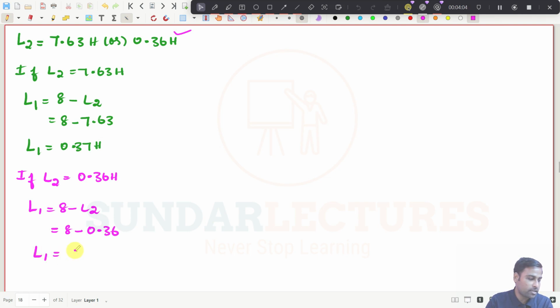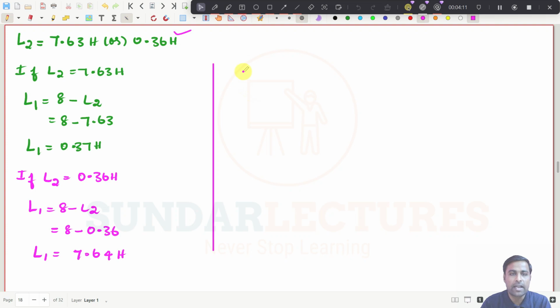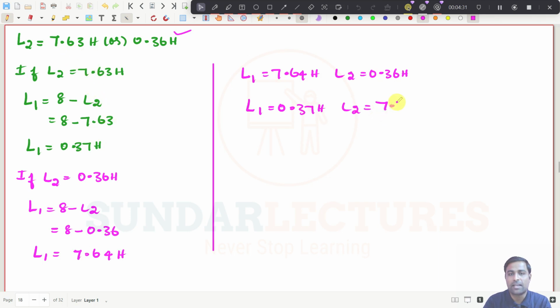If I simplify this, I will get 7.64 Henry. So finally, if L1 is equal to 7.64 Henry, then L2 will be equal to 0.36 Henry. This is one condition. And if L1 is equal to 0.37 Henry, then L2 will be equal to 7.36 Henry. So both values, you will get two answers, right?